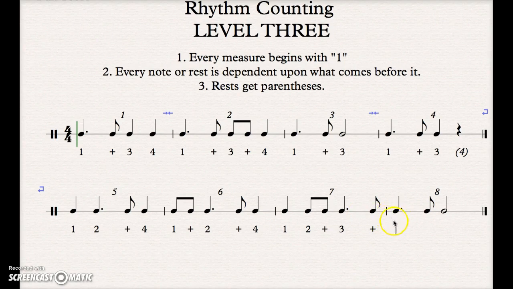And then we have a bar line, so every measure begins with 1. This, of course, is the dotted quarter note. We've learned by now that this is the and of 2, beat 2 begins here in the middle on the dot. Then this would be beat 3, and then of course beat 4 there.